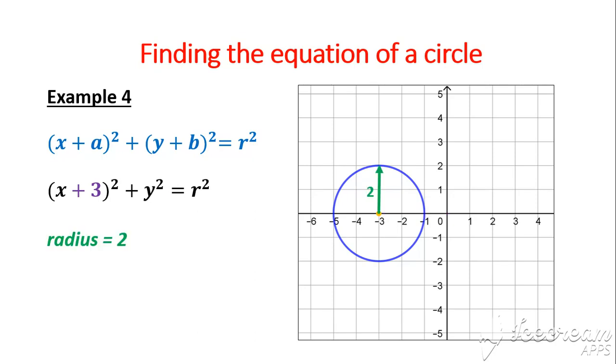Now the radius of this circle is 2. So I can go x plus 3 all squared plus y squared is equal to 2 squared, which gives me x plus 3 all squared plus y squared is equal to 4.